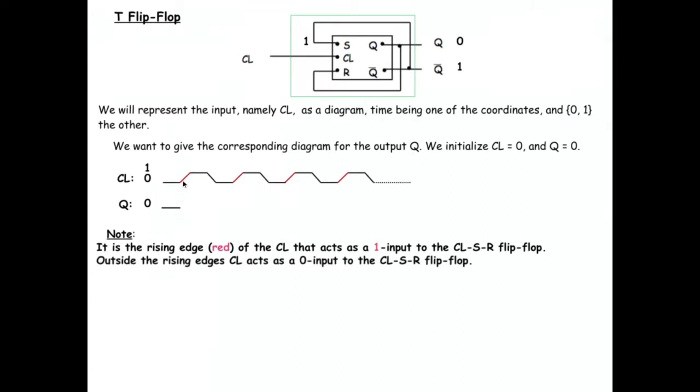So after this red ramp, clock is 0, and that means that whatever S and R are, they will both be ANDed with 0, and will be two zeros, right? Both S and R will be 0, and that means that Q will not change while clock is 0.